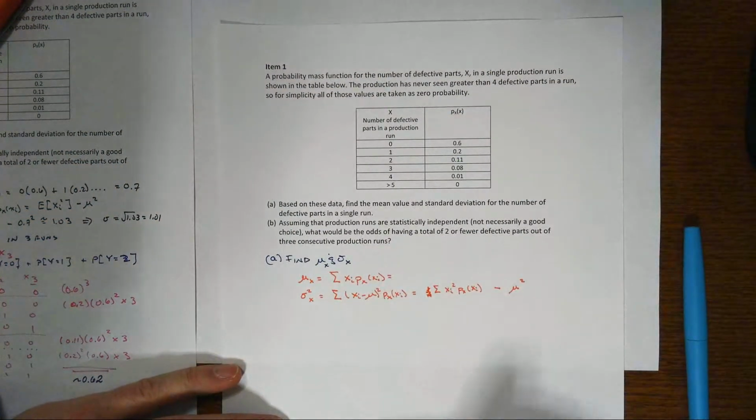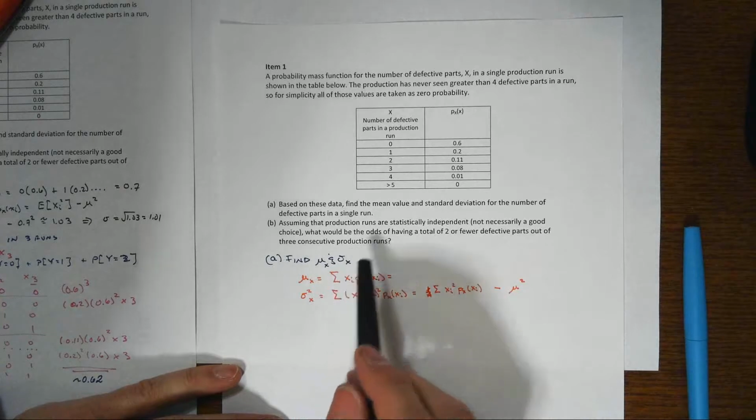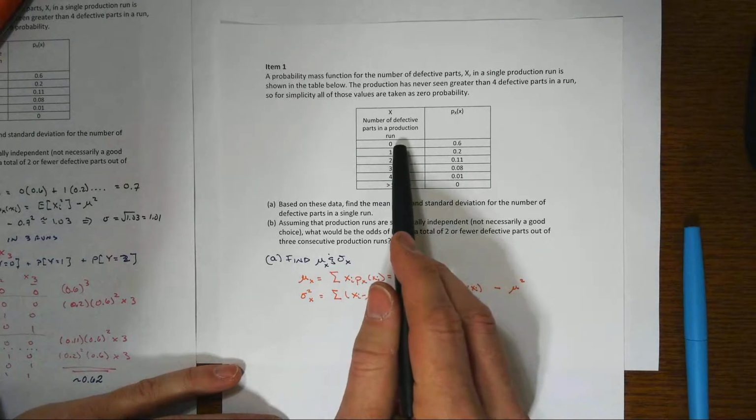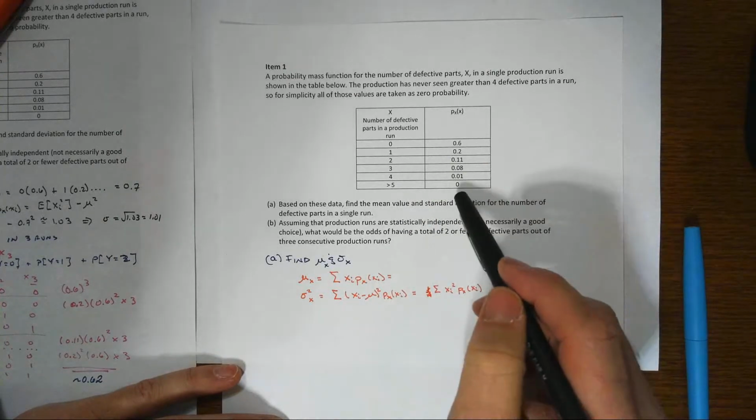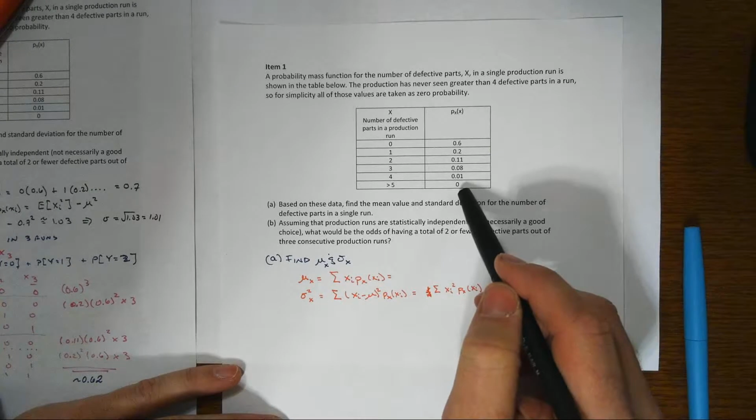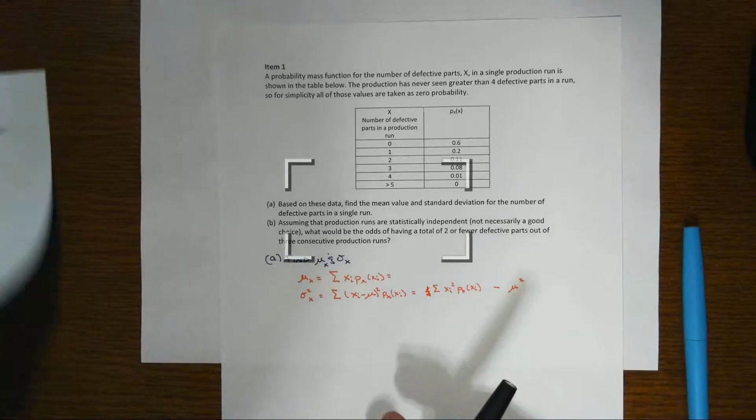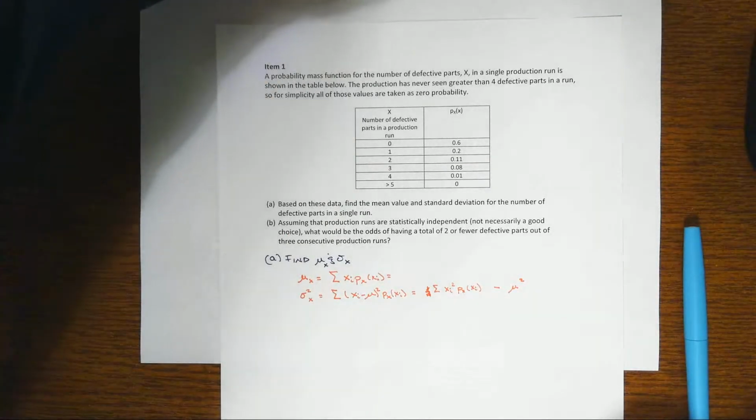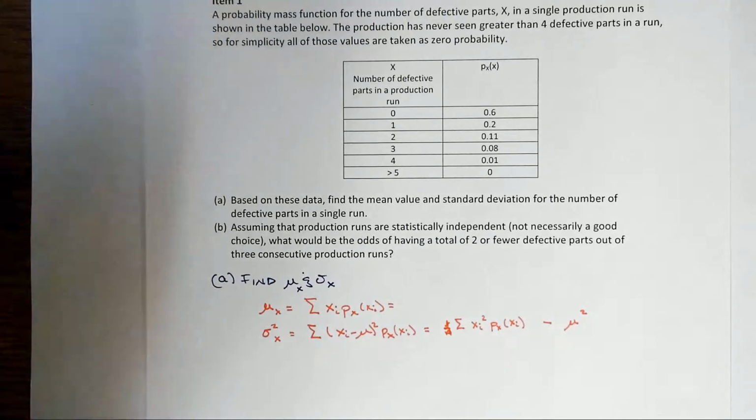In item number 1 on the first exam, we're asked to find a couple of different things, such as the mean and standard deviation for a random variable that is discrete and only runs from 0 to 4. The probabilities of those values are given to us. Anything outside of 4 or larger than 4 is not going to be possible. And so let's zoom in on this and get going on it.